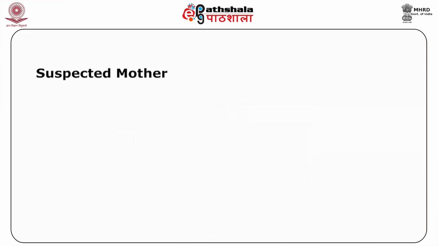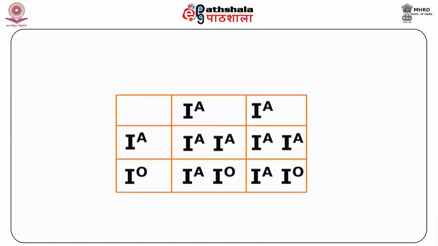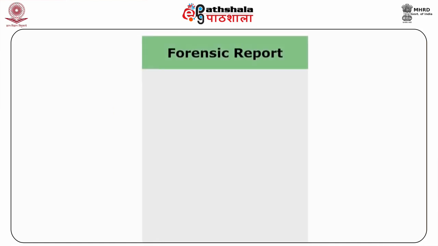Now, blood group of the suspected mother: A, homozygous, that is IA, IA. Blood group of the suspected father: O, heterozygous, that is IA, IO. So, as per the rule, the various probabilities will be IA IA, IA IA, IA IO, and IA IO. Therefore, the possibility of the blood group of the child of this couple will be only A, as A is dominant over O.